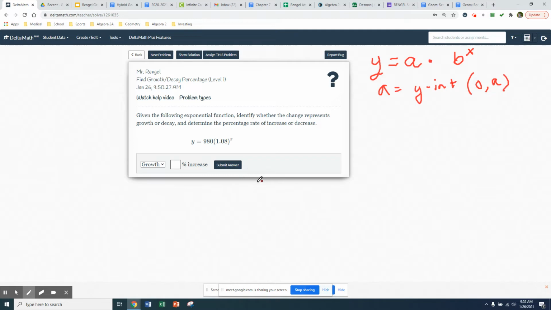And in situations that we're going to look at today, like this 980, the 980 is kind of like the starting point of your exponential graph. And that's kind of where your y-intercept is. Next is b. B is your growth or decay factor.